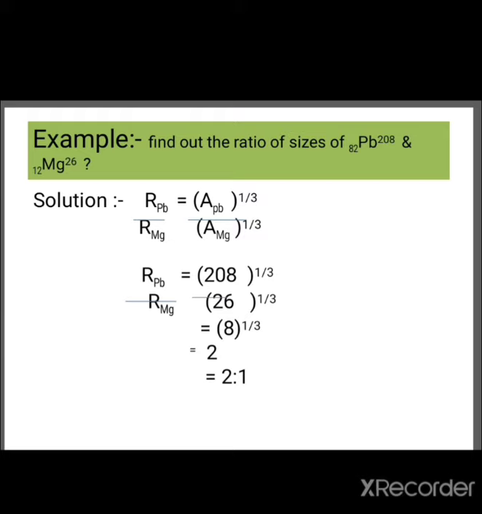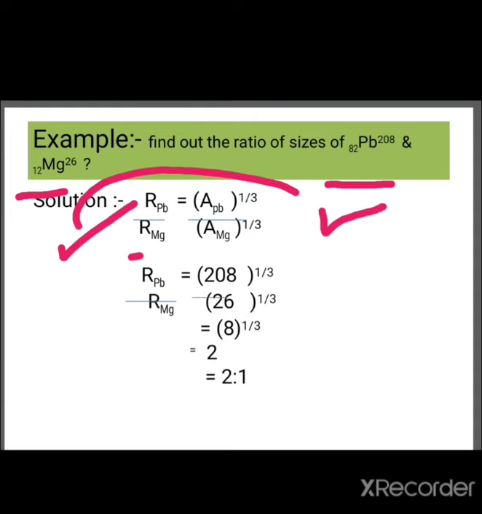Now, the next numerical is to find the ratio of sizes of Pb and Mg, that is ⁸²Pb²⁰⁸ and ¹²Mg²⁶. So we have to find the ratio of these two. According to the question, we have written the radius of lead and radius of Mg in a ratio. After cancelling the terms, we got this equation according to the formula R = R₀A^(1/3).